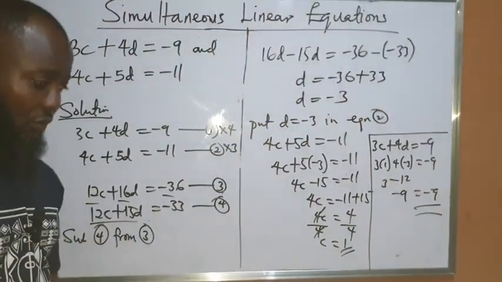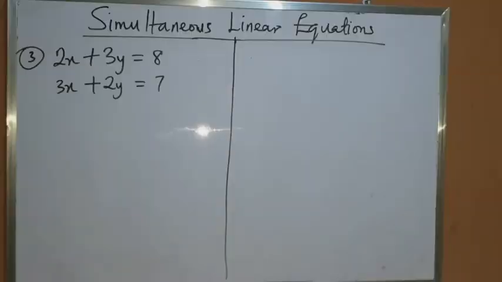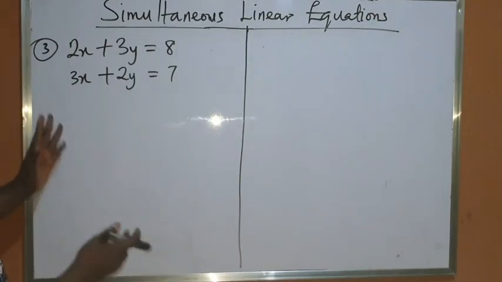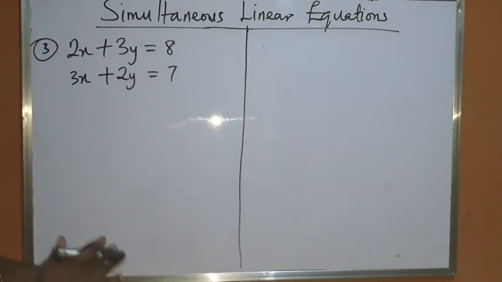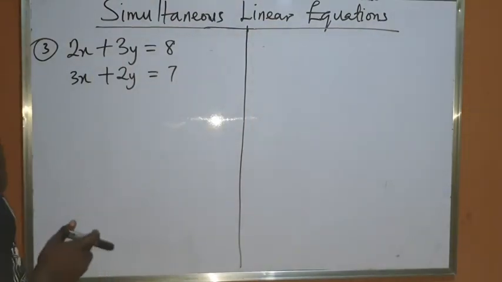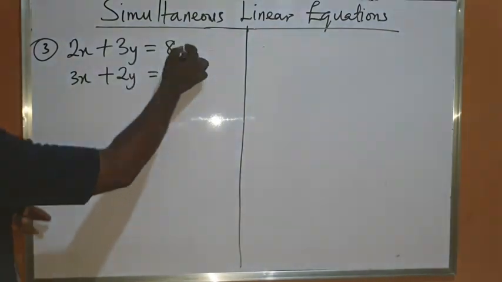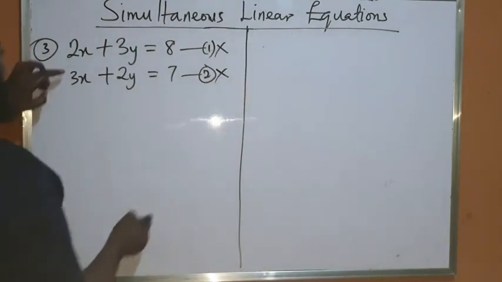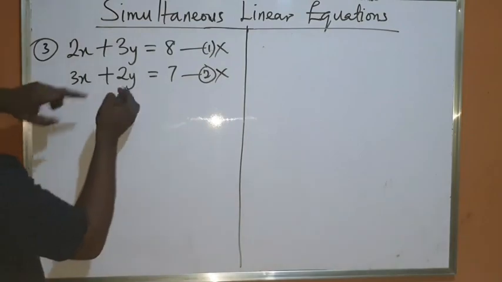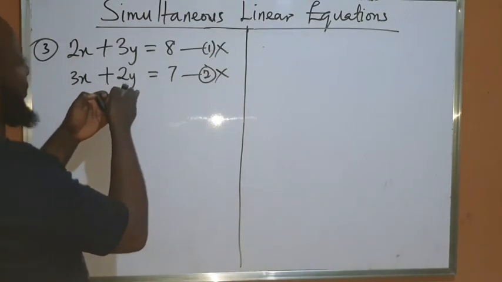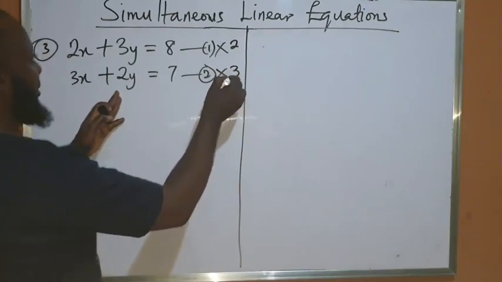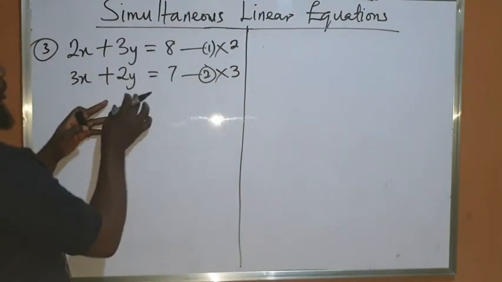Let's look at one more example before we call it a day in this video. Alright, so this is example 3. So the same thing here. We see that none of the variables have the same coefficients in both equations. So what we're going to do is the same thing. This is our equation 1 and this is our equation 2. So we multiply this by what? If I want to eliminate y now, I'll multiply this by 2 and multiply this by 3.